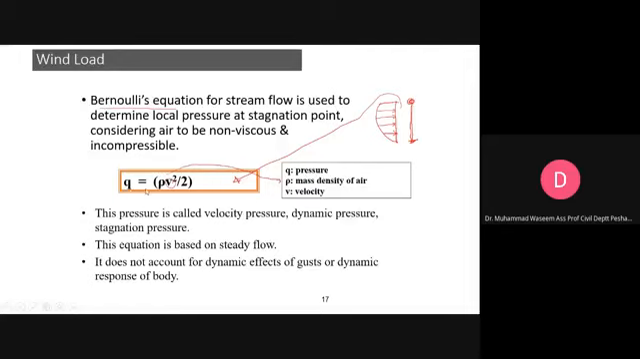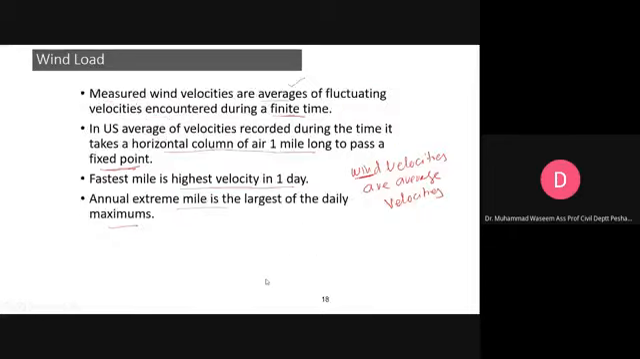Now, in the Bernoulli formulation, you have the wind speed, meaning the fluid speed, and you have the unit weight. The dynamic pressure that is exerted by the wind on the structure can be estimated by this Bernoulli equation. Now, this equation does not account for the gust, or for the dynamic response of the body.